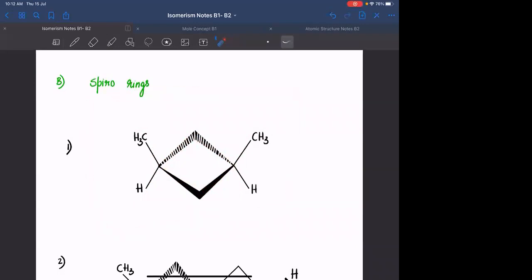Clear? This cyclobutane is present perpendicular to the plane of paper. Okay, and these two bonds are present in the plane. Can you have optical isomerism for this?